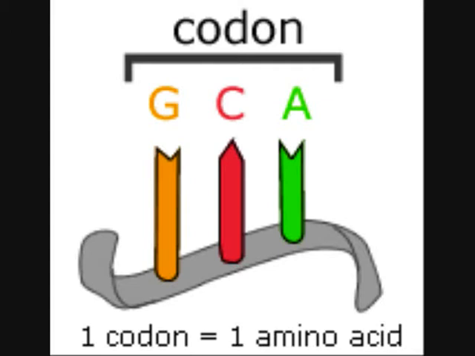The genetic code is a triplet code. 3 bases code for one amino acid. A group of 3 bases is called a codon.